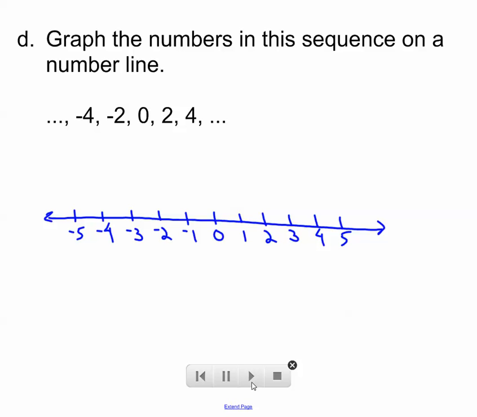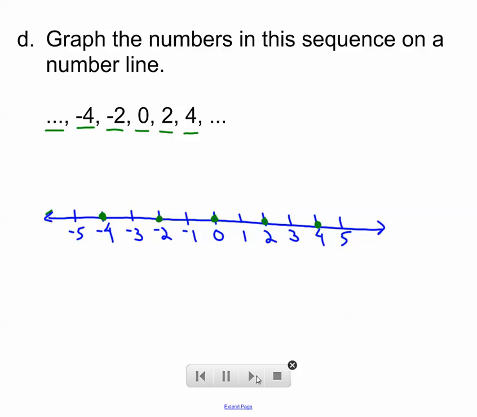Now I'm going to plot these numbers, these integers, -4, -2, 0, 2, and 4. Now I underline these for a reason because these are not all the numbers in the sequence. These ellipses mean that this sequence continues. We have to include those when we plot them on a number line.